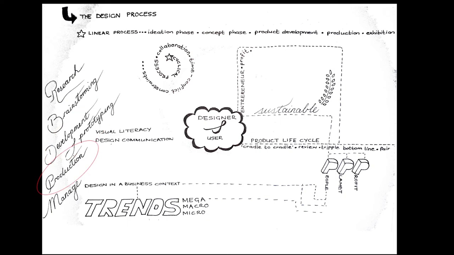The production phase includes measuring, shaping, joining, finishing, and implementing safety. In the exhibition phase, the product is evaluated through revision, managed and maintained marketing, producing techniques, production techniques. The ideation is a complex phase and there is a lot to consider.